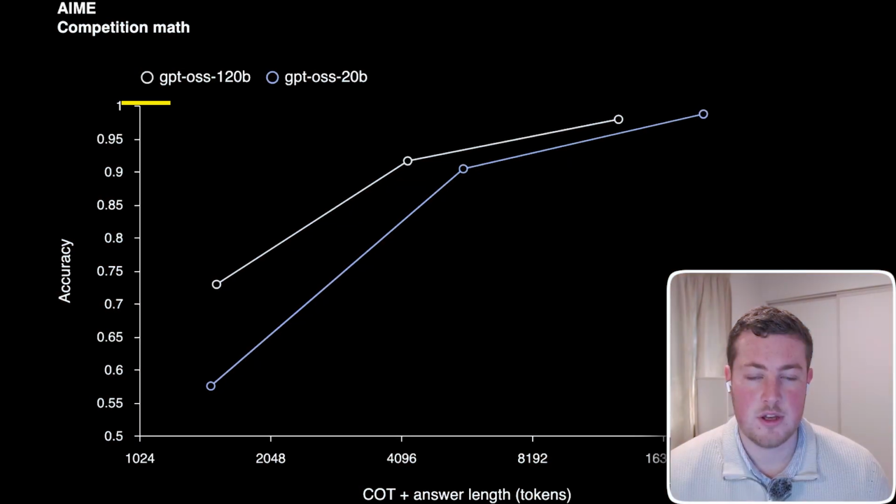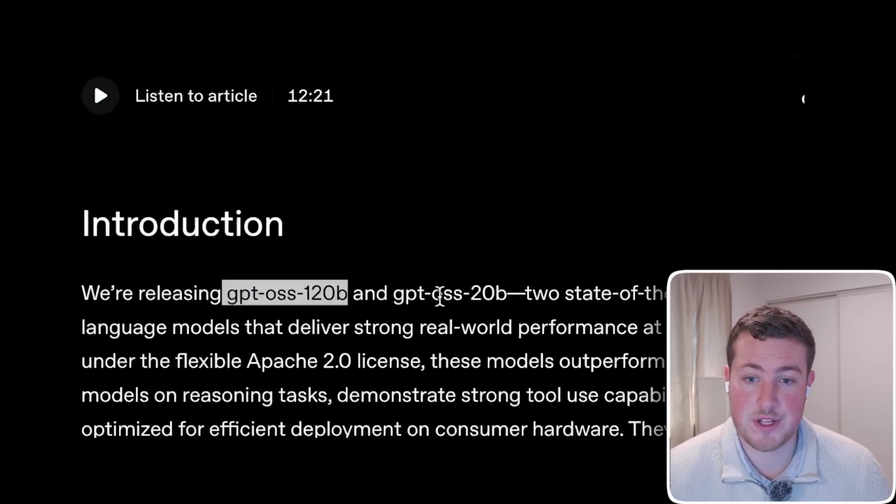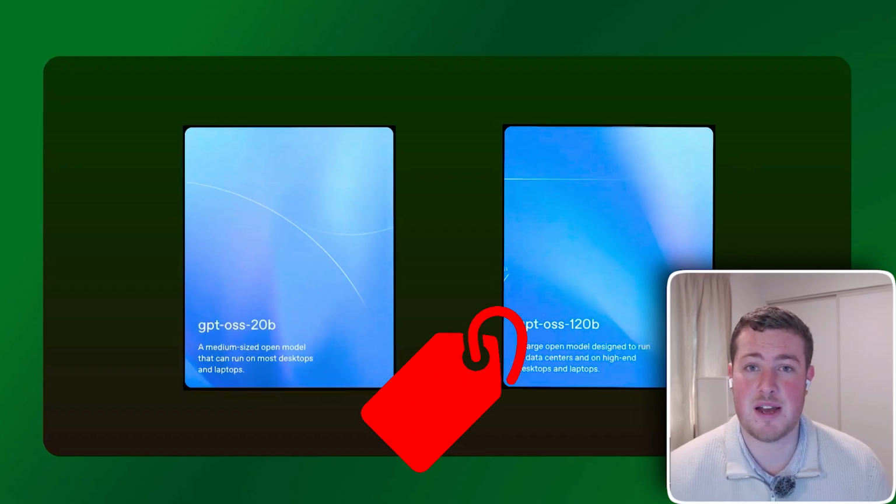They released two different models that are open source. They've got GPT-OSS 120 billion parameters and a 20 billion parameter model. And for being completely free and open source, the benchmarks are pretty crazy.